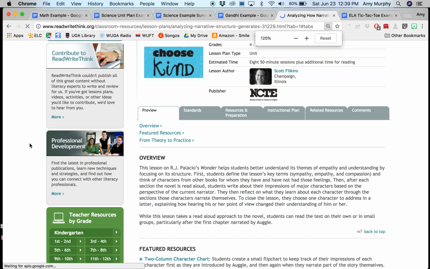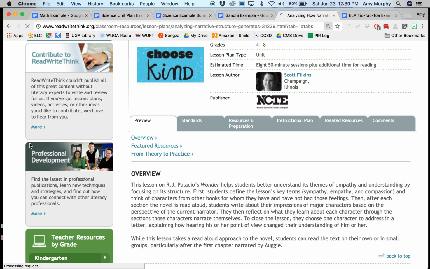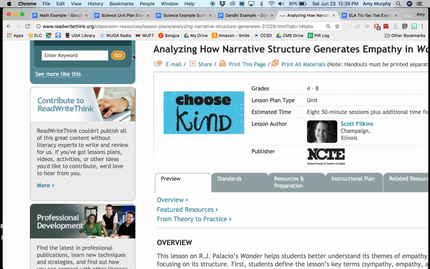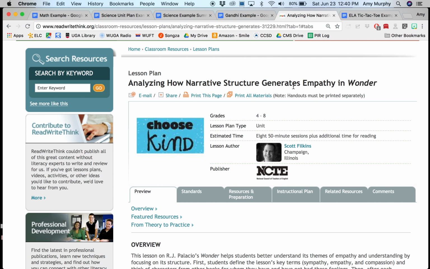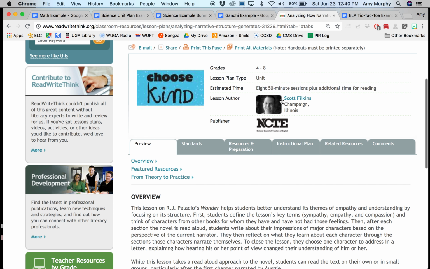Yeah, it's not that great. Sorry about that. Okay, so this is a unit plan called Analyzing How Narrative Structure Generates Empathy in Wonder. So the book is Wonder, and clearly they want us to be looking at narrative structure and how it generates empathy. So here are the standards.